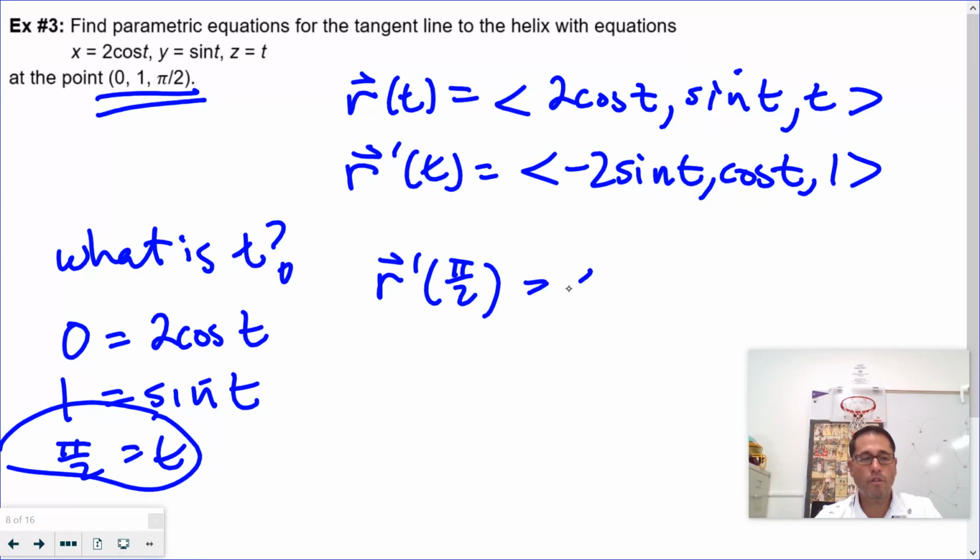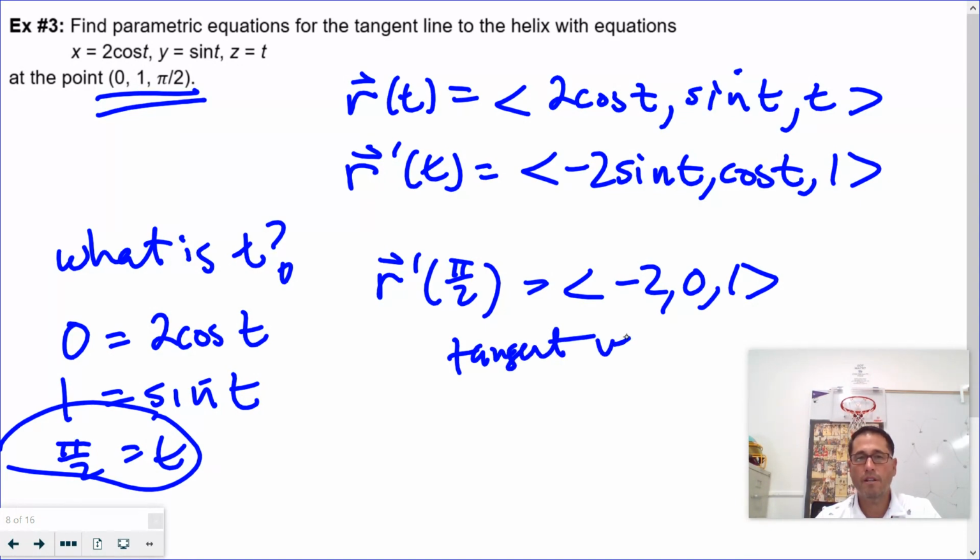So let's go ahead and find r prime of pi over 2. Just plug pi over 2 into all of those. You get -2, 0, and 1. That would be the tangent vector at t equals pi over 2.